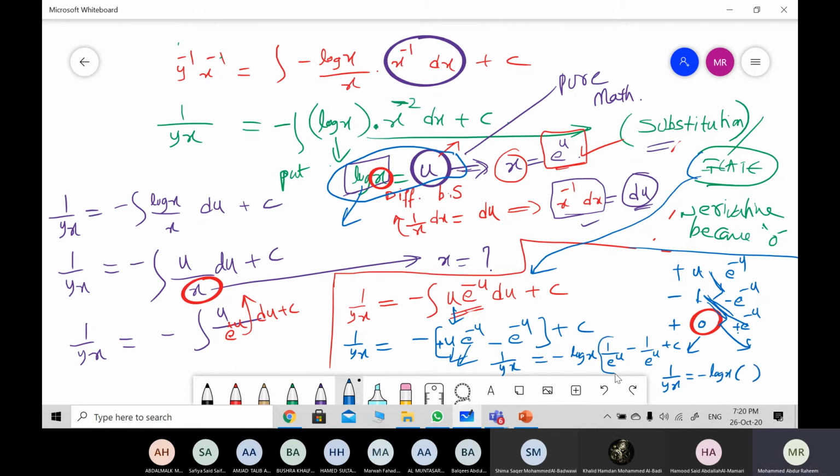What is e power u? e power u how much? x. e power u is x. Then we can write x here. This also is minus 1 over e power x. e power u how much? Same. Plus c, finished. Like that.